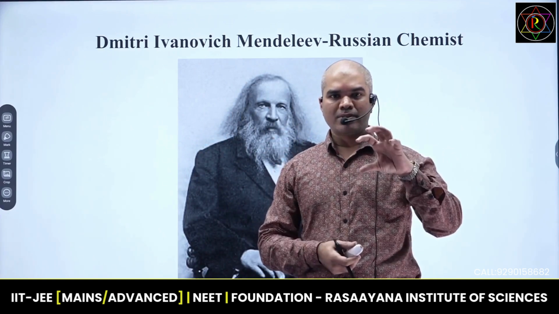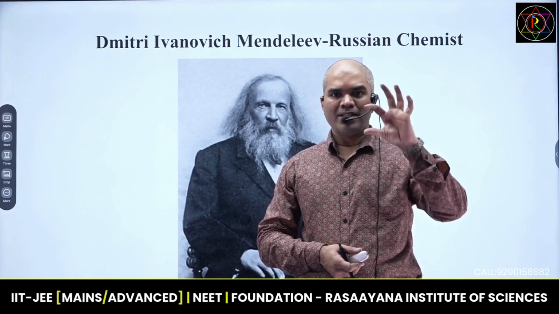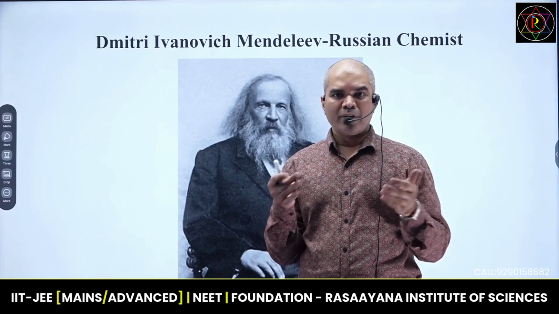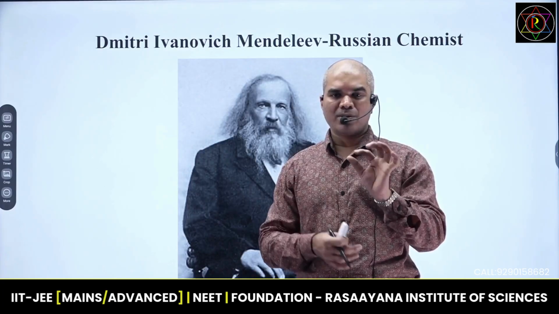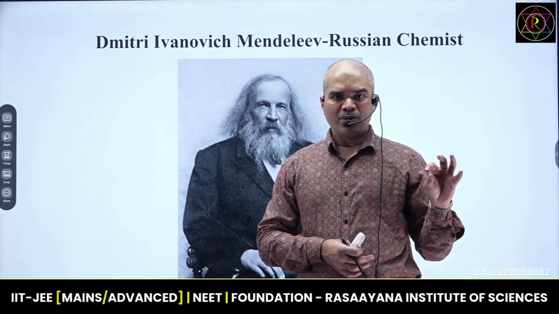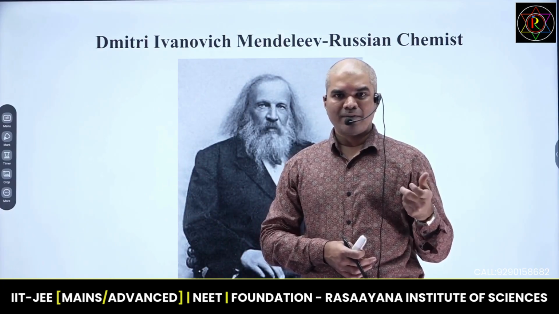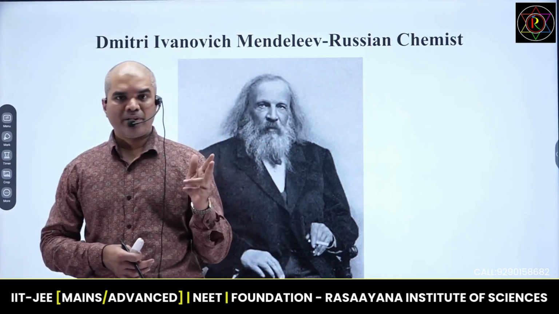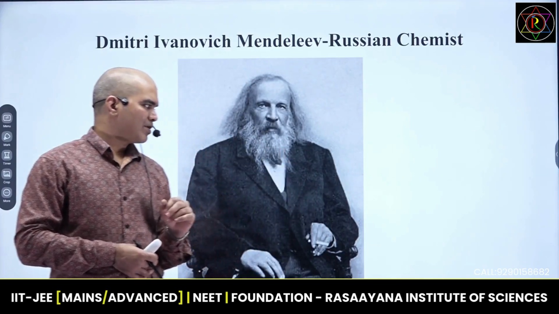He has given some blocks. Suppose if this element was not there at that time, if there is any gap, he said in this gap there could be some element. If anyone discovers that element, the density of that element would be so and so. It would form so and so oxide. So these elements were predicted by Mendeleev. Not just classification, but he has also given a prediction of elements. I'll show the prediction of elements also.